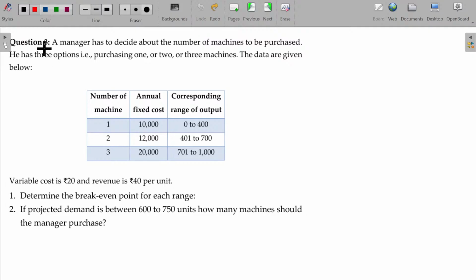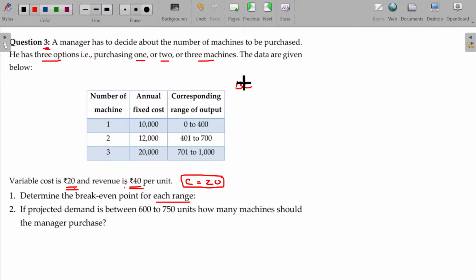We'll go for the third one. A manager has to decide about the number of machines to be purchased. He has three options, that is purchase one or two or three machines. The data given below: selling price 40, variable cost 20, so contribution should be 20. Am I right? Sales minus variable cost is equal to contribution. Determine the break-even point in each range.